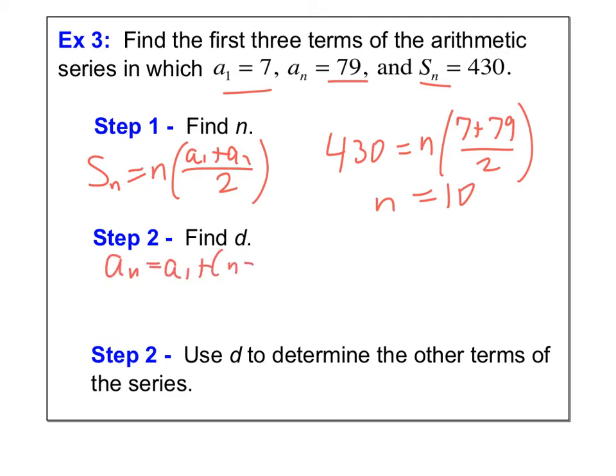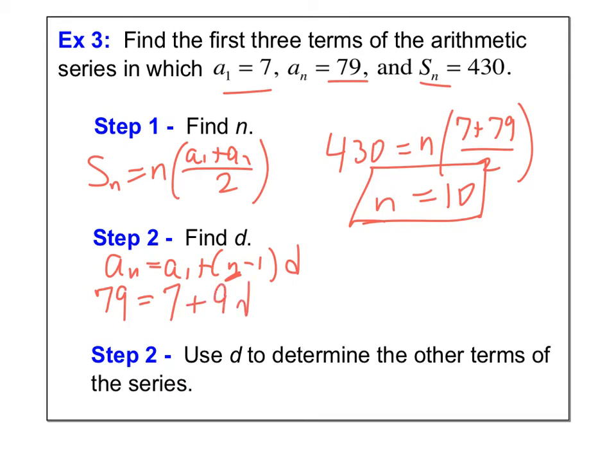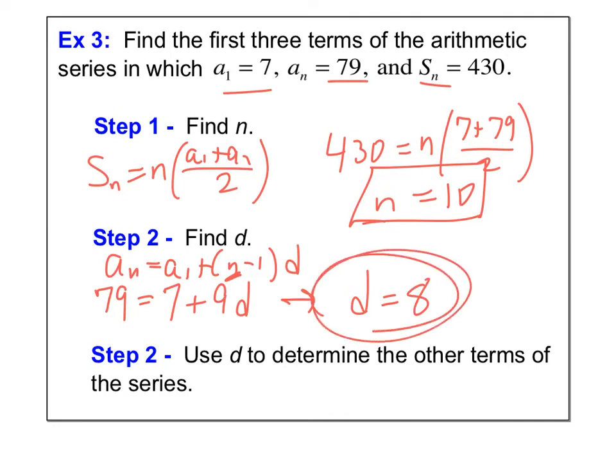Moving on to the arithmetic sequence equation now. I can use this information to figure out what the d is, the common difference. A sub n, the given information, 79. A sub 1 is 7, also in the given information. N is what we just found in step 1. We can plug that in right there. So if n is 10, then n minus 1 would be 9d. In this two-step equation, the value of d then would go on to be 8.